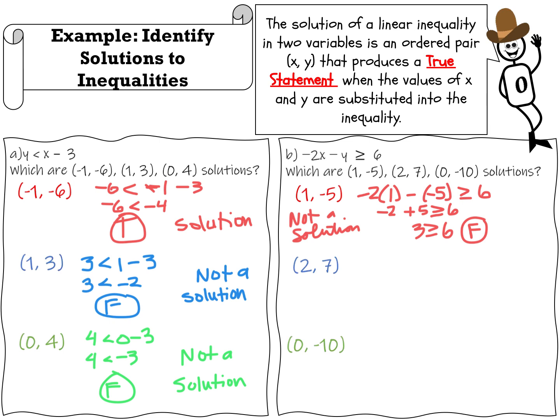And the next one, (2, 7). So we would have -2 times 2 for the x minus 7 for the y greater than or equal to 6. -2 times 2 is -4 minus 7 greater than or equal to 6. That would be -11 greater than or equal to 6, which is also false. So this is also not a solution.